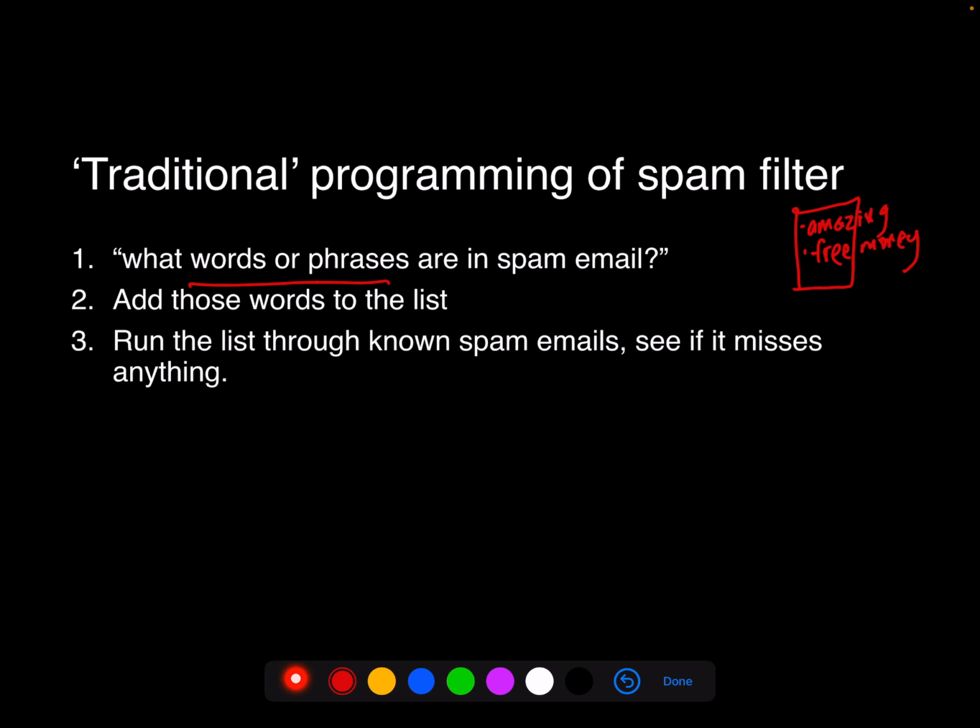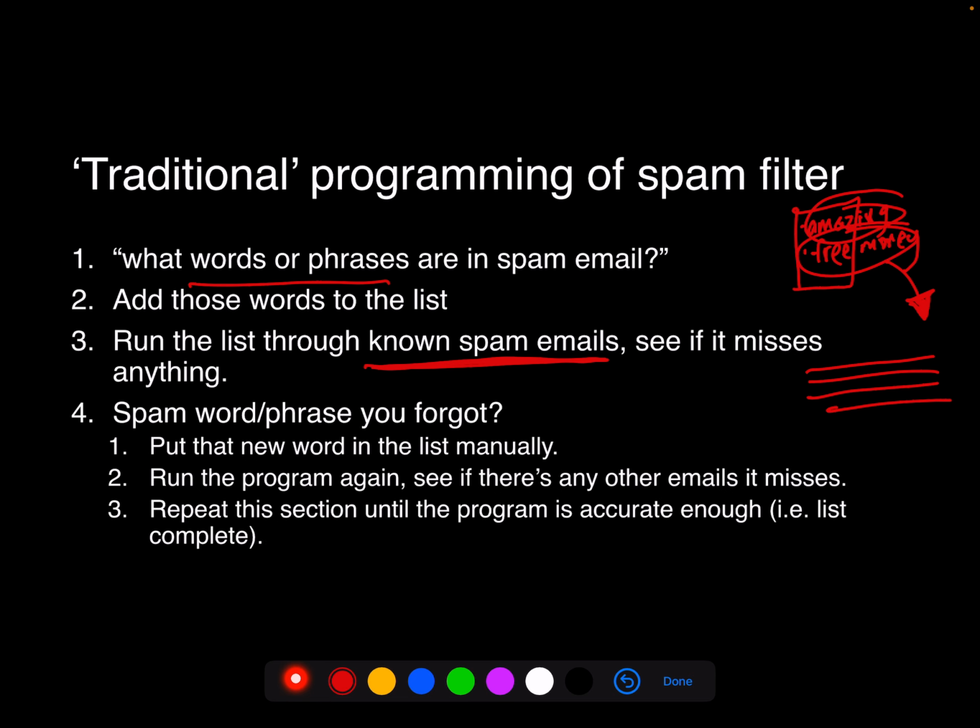Then we would run the list through an inbox of known spam emails. So we have an inbox of emails, and each of those, this list is run through. And it checks out every email and categorizes them as spam or not spam, depending on whether these words appeared in the email.